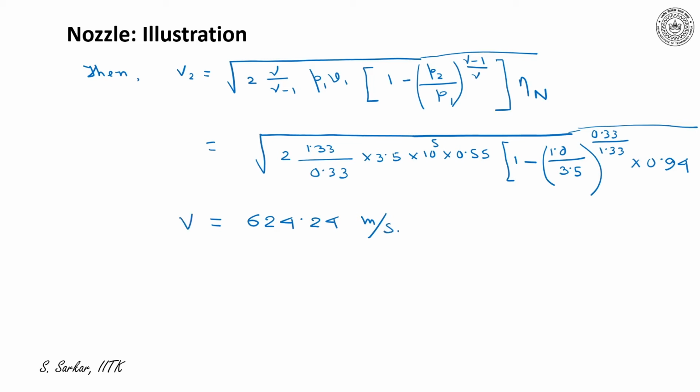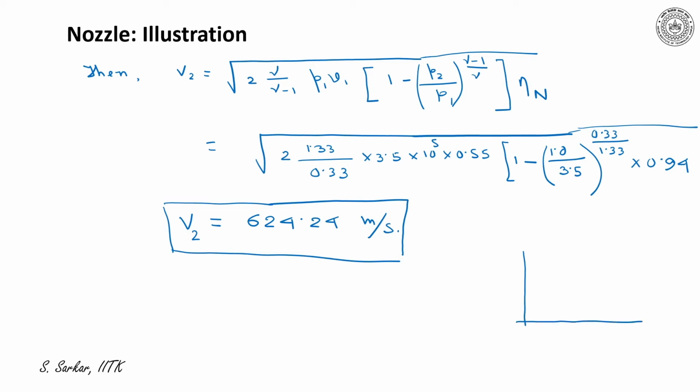Thus, I have evaluated actual velocity, right? Now, I'll show you I can calculate actual velocity another way from fundamentals using the definition of nozzle efficiency. So how? Let me draw here a TS diagram indicating the flow through the nozzle.